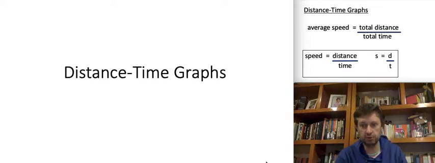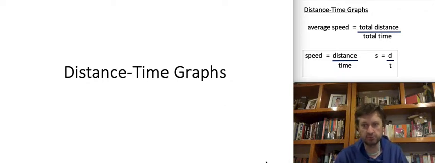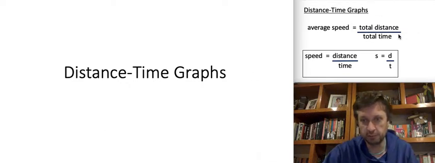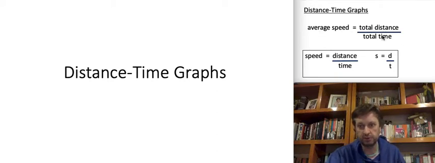In this video, I'm going to cover the subject of distance time graphs, which is one of the first things we cover on the IGCSE syllabus. Above my head, you can see what I think are the important parts of this little video clip. Basically, we're going to cover two equations, two formulas. The first is average speed equals total distance divided by total time.